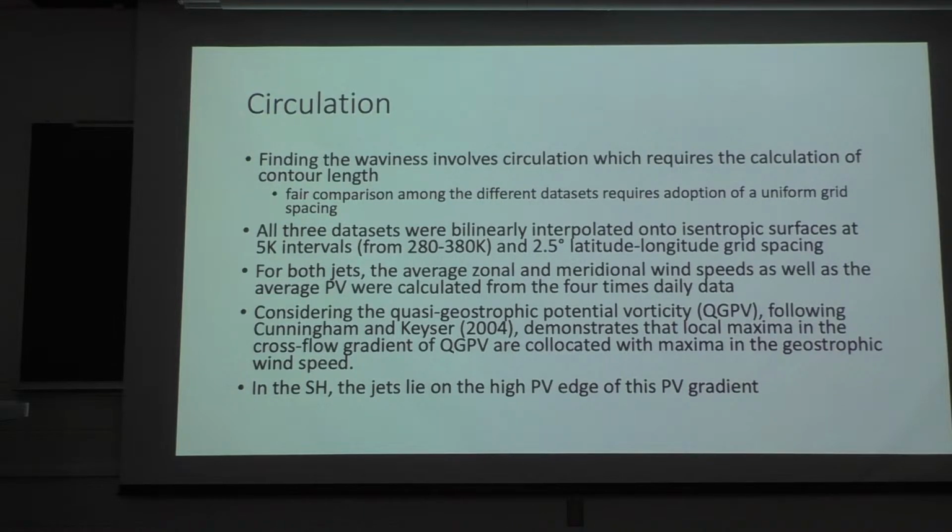Considering that the quasi-geostrophic potential vorticity (QGPV), following Cunningham and Kaiser, demonstrates that the local maxima in the cross-flow gradient of QGPV are co-located with maxima in the geostrophic wind speed, and in the Southern Hemisphere the jets lie on the high PV edge of this PV gradient.